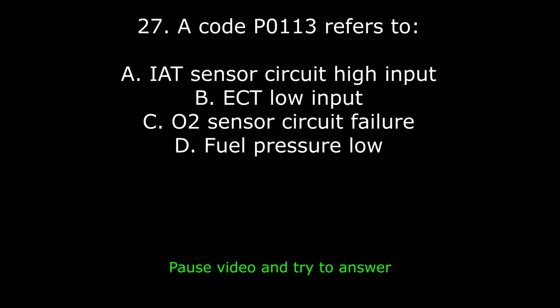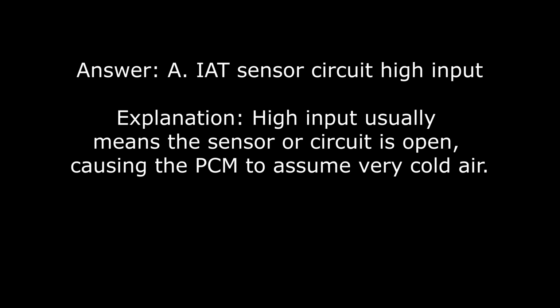27. A code P0113 refers to A. IAT sensor circuit high input, B. ECT low input, C. O2 sensor circuit failure, D. Fuel pressure low. Answer: A. IAT sensor circuit high input. Explanation: high input usually means the sensor or circuit is open, causing the PCM to assume very cold air.